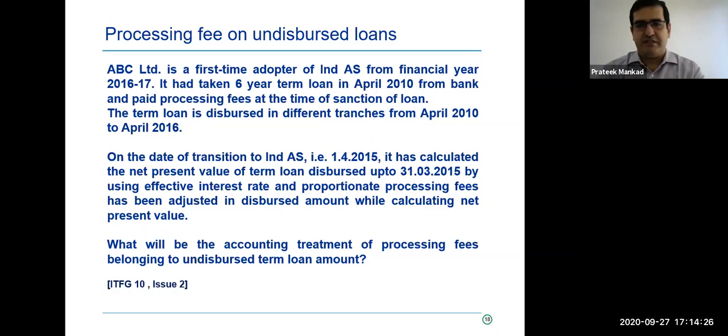On 31st March, undrawn loan is 50. So the question that the ITFG is trying to address is that how do you amortize this fee of 10 rupees? Do you amortize it? If yes, how do you amortize it?